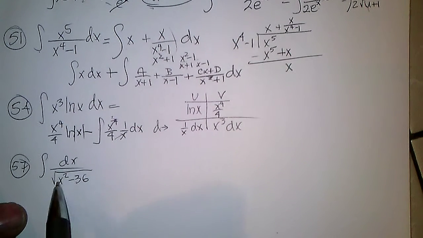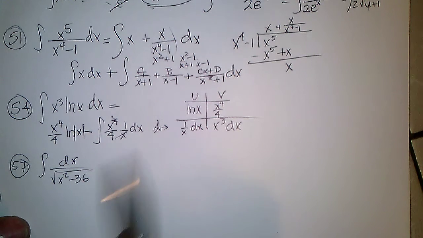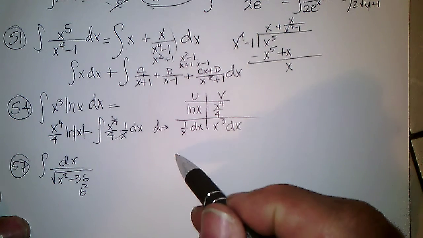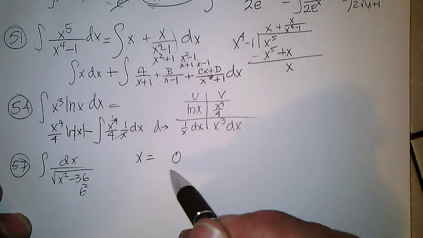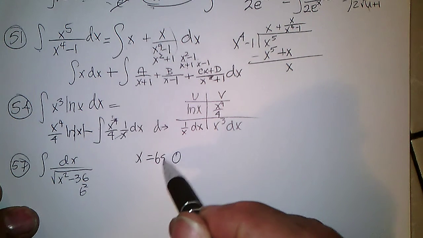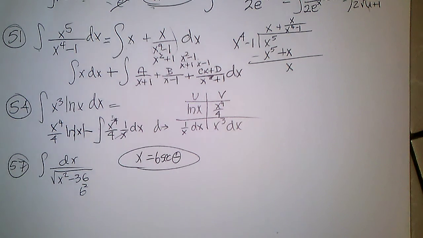And this one looks like a straightforward trig substitution, x squared minus a squared, where a is 6. And so I'd let x equal 6 secant theta, and do a trig substitution on that one. And that's how I would approach each of these problems.